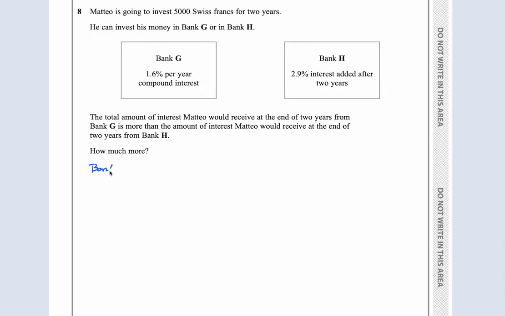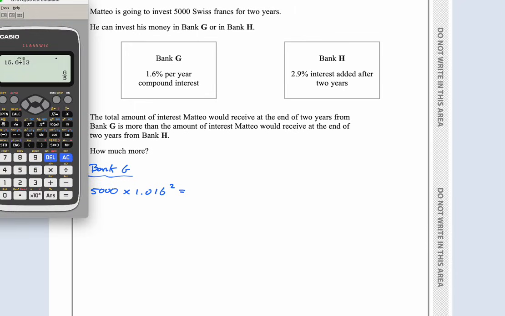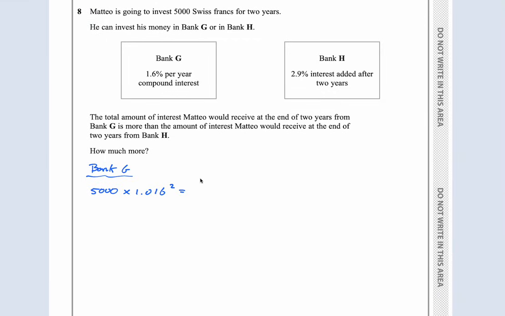So Bank G, we just do 5,000. And the compound interest means we multiply by 1.016. That's our 1.6%. And we do it to the power of 2 because it's 2 years. So I just do 5,000 times 1.016 squared. And that gives me 5161.28. Okay, then we do Bank H.